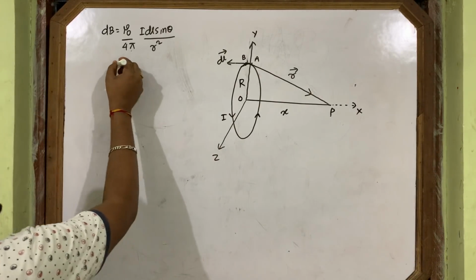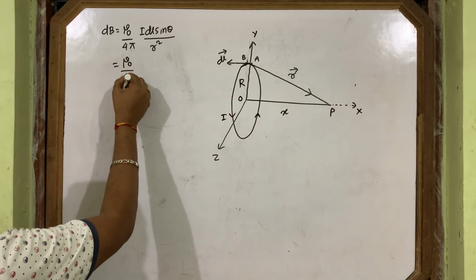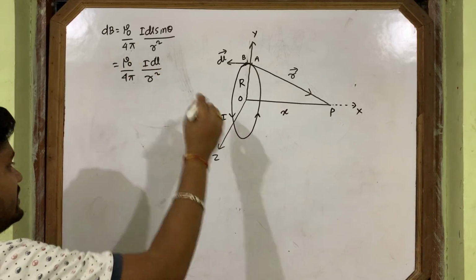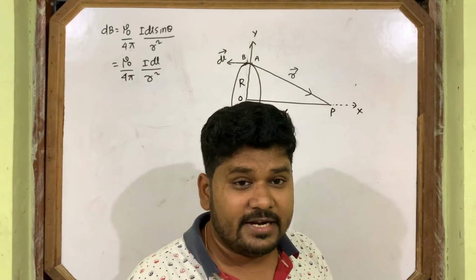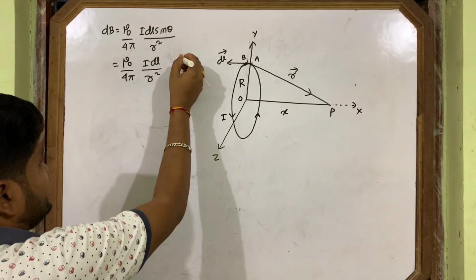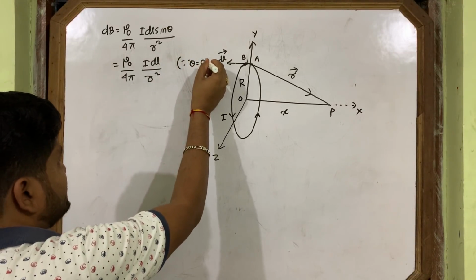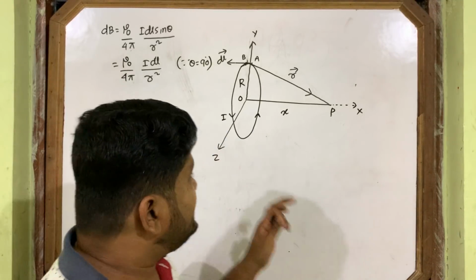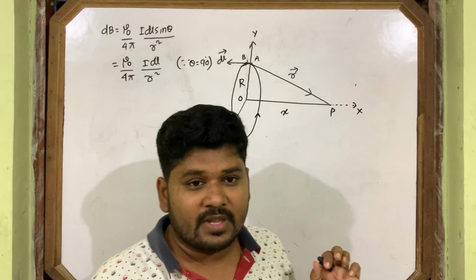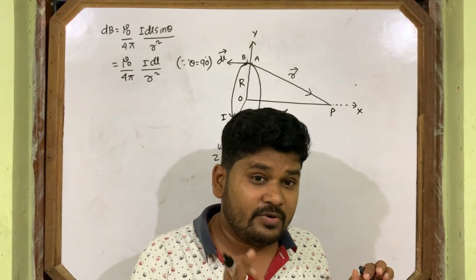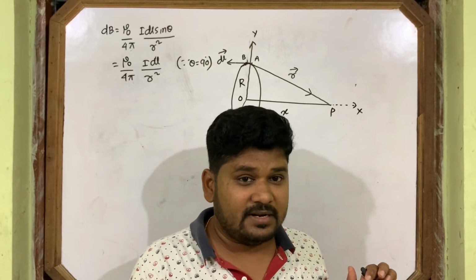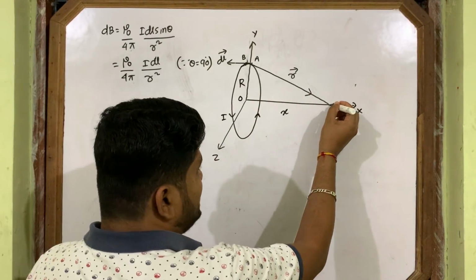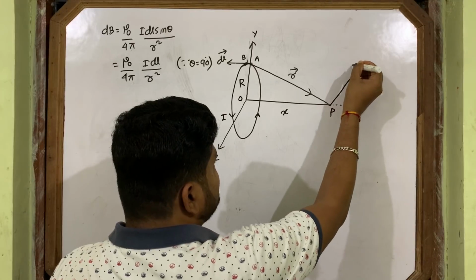If this is 90 degrees, you put it here: mu naught by 4 pi, I dl sin 90, divided by r square. Sin 90 is 1, since theta is equal to 90 degrees. This is the dB. But where is the direction of the dB vector? I have told you dB is perpendicular to dl and perpendicular to r. So this is the r vector, dB is perpendicular to r, and this is the dB vector.